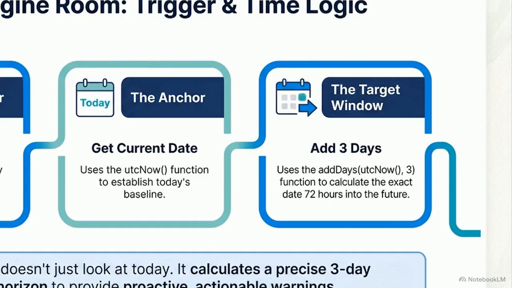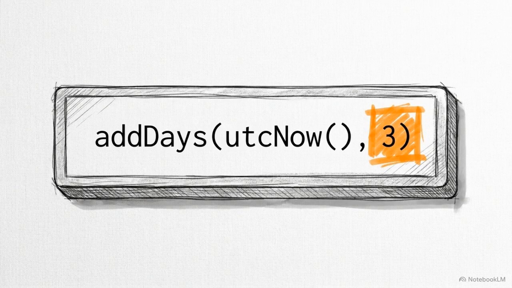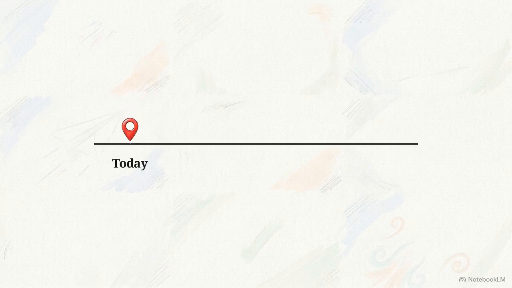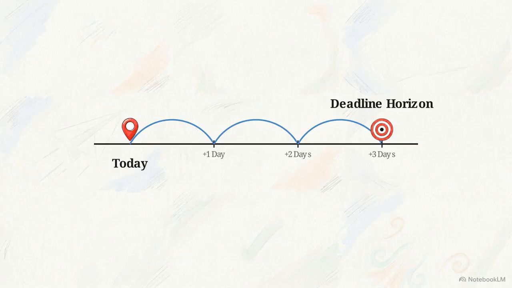Add a second compose step immediately below that. This step calculates our exact target date by adding exactly 3 days to our current time anchor. In the Expression tab, enter this exact syntax. Add days, open parentheses, UTC Now, close parentheses, comma, 3, close parentheses. By calculating this precise 72-hour future horizon, the system looks ahead of your deadlines. This simple math creates the conditions for proactive management.